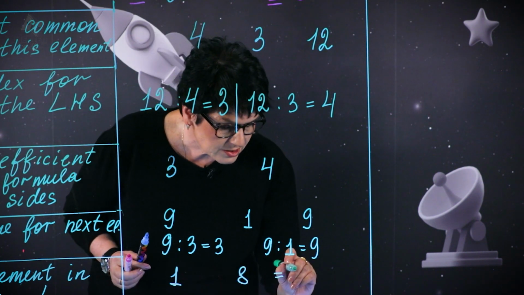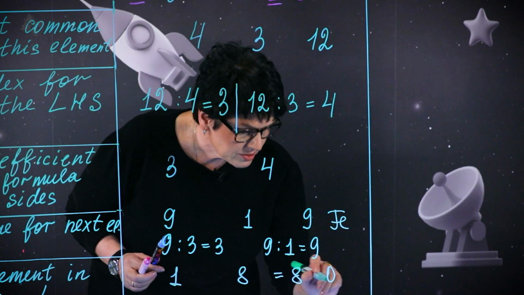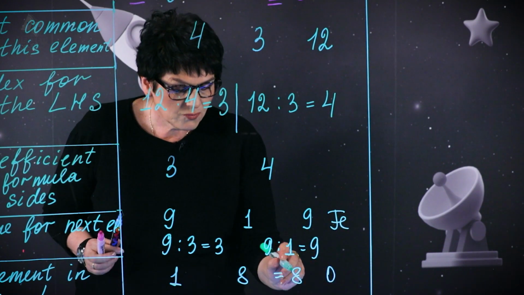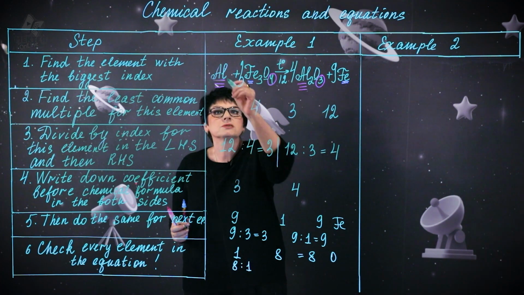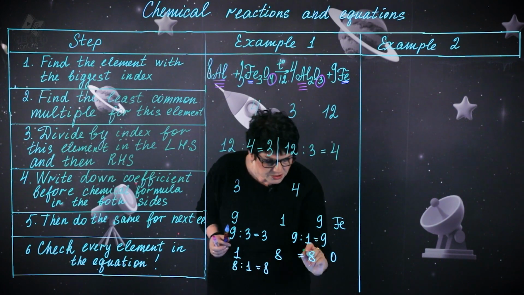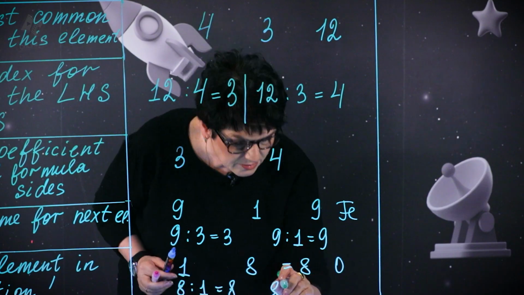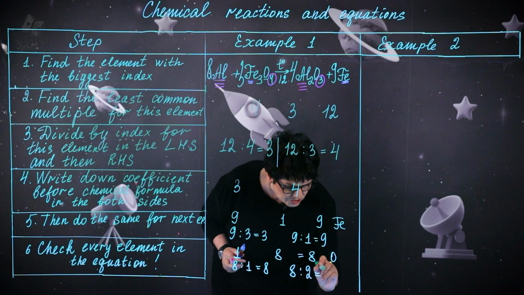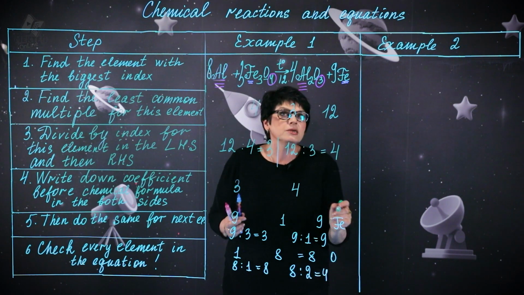Then the multiple for oxygen will be 8. That was for the iron, and this was for the oxygen. Following that, we divide 8 by 1 to obtain the result, so it is going to be 8. Moving to the right, we divide 8 by 2, which results in the value of 4. And we have a coefficient of 4 right there on the right side.